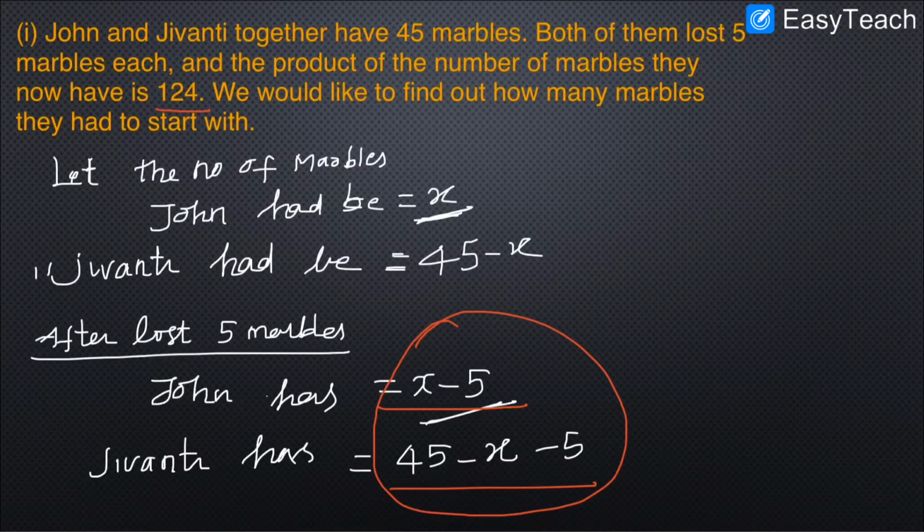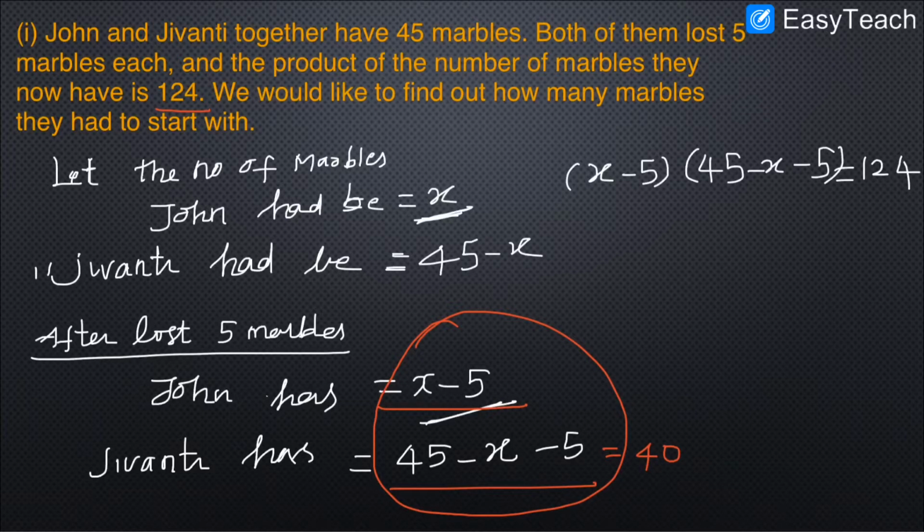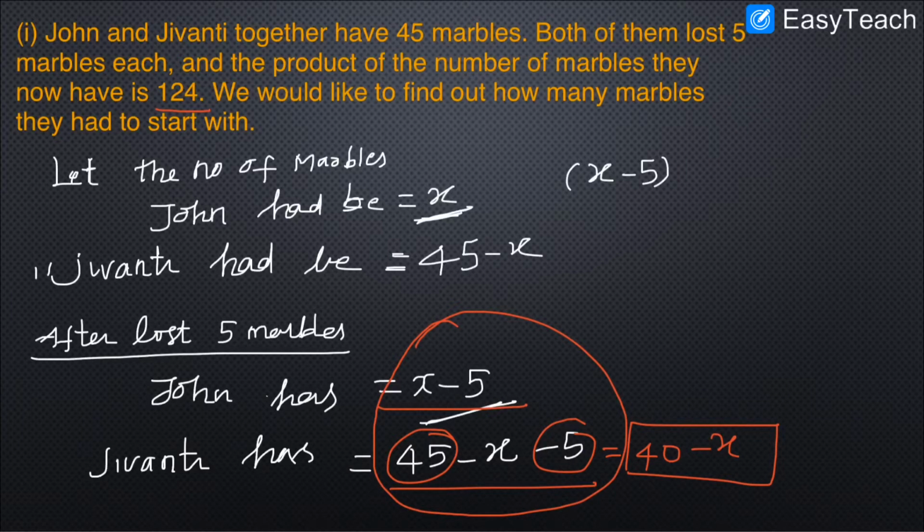Let me write it as an expression: x minus 5 into 45 minus x minus 5 equals 124. Before that we can reduce this: 45 minus x minus 5, so 45 minus 5 is 40 minus x. This is our reduced equation. So I am going to write the reduced value here: x minus 5 into 40 minus x equals 124.